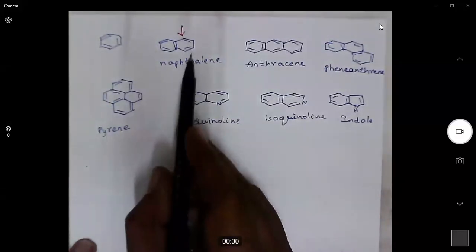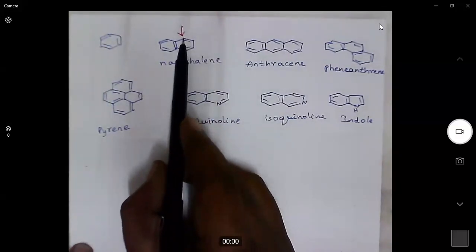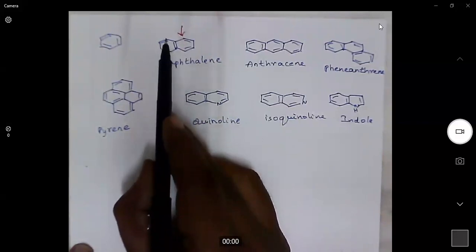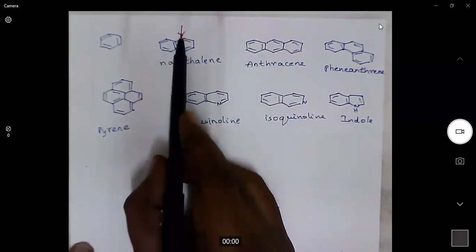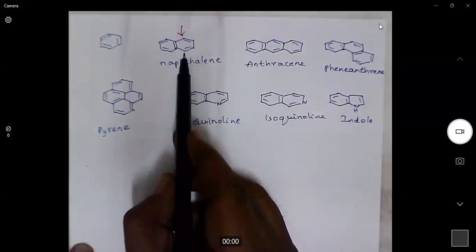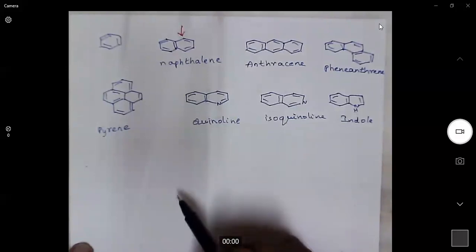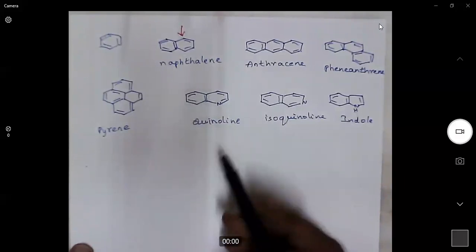In naphthalene, the aromatic electrophilic substitution reaction generally occurs on the first position. Either this position or this position or this position or this position. There are four such similar carbons, right? I have written only one position, but please look at the similar carbons. This is a similar carbon to this. This is again a similar carbon, and this is again a similar carbon. So there are four possible positions where an aromatic electrophilic substitution reaction occurs in naphthalene.